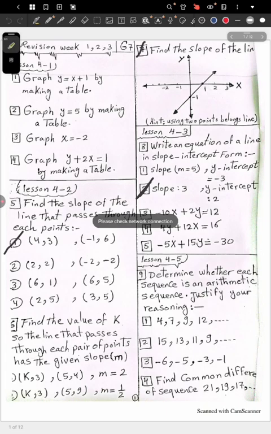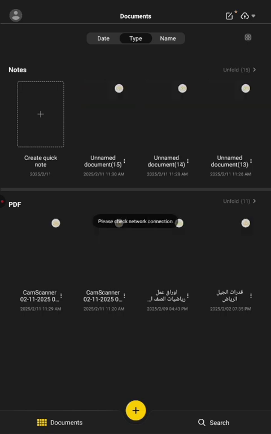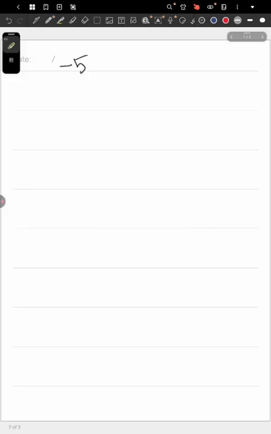Okay, if you want number 5, you know how to determine and write an equation of a line given slope and intercept of the y-axis. How can we form it? Negative 5x plus 15y equals negative 30. You must take y on the left or right side, but only with coefficient 1.